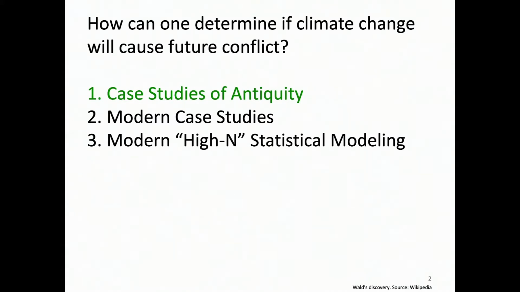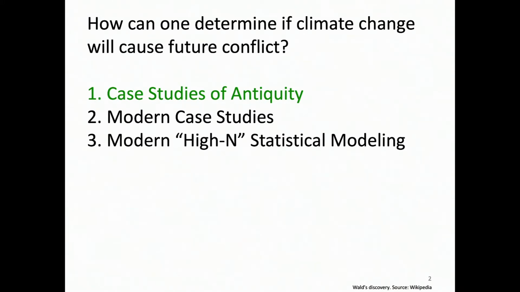Okay, so I want to talk about how one can determine if climate change would cause future conflict and how much of current conflict it's causing today. And I'm going to look at a couple of things pretty quickly, which are case studies of antiquity and some modern case studies. And then I want to turn to a new body of work that's come out of econometrics in the last few years.